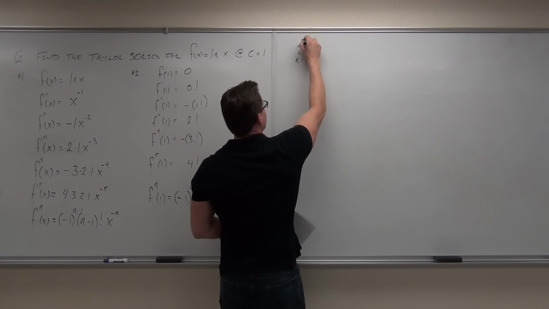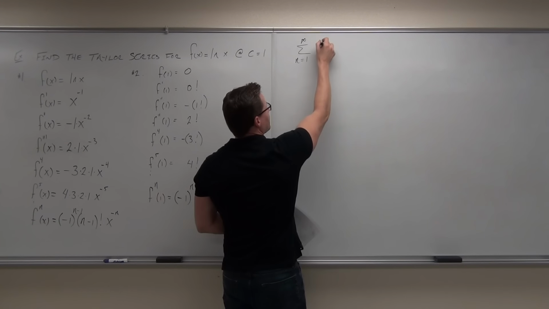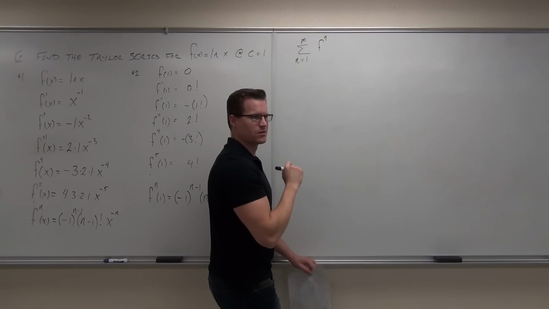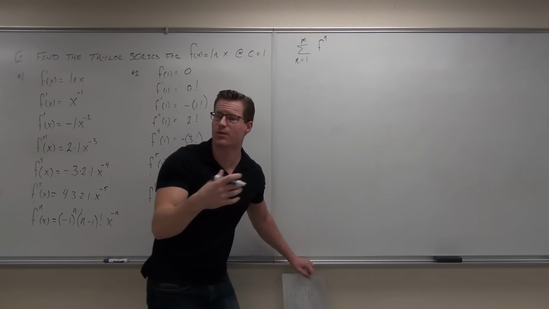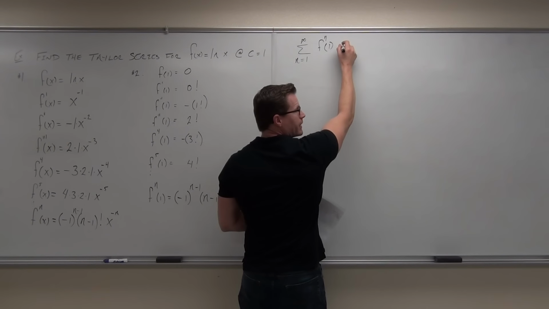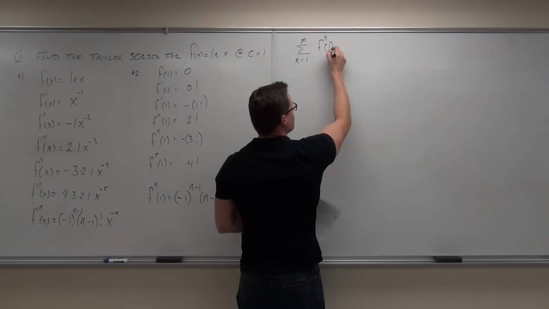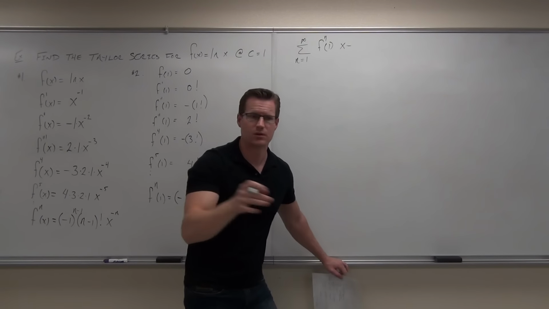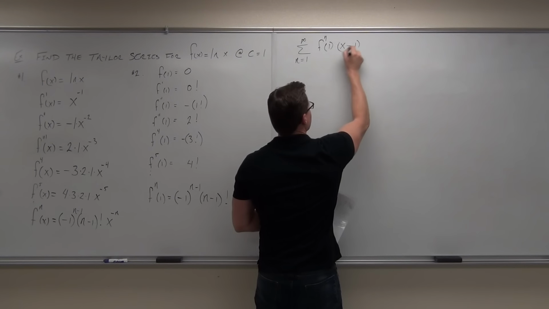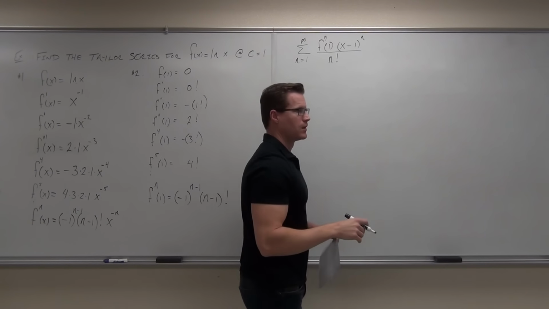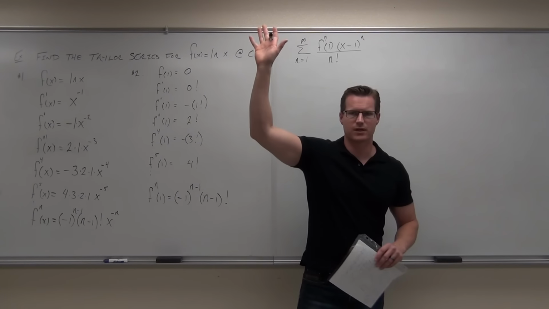So 1 to infinity. We've got to look like the nth derivative at, remember Taylor series, at c. What's our c right now? 1. Times x minus c to the n. X minus c, very good. X minus 1 to the n over n factorial. Perfect. Show of hands, feel okay with that so far?